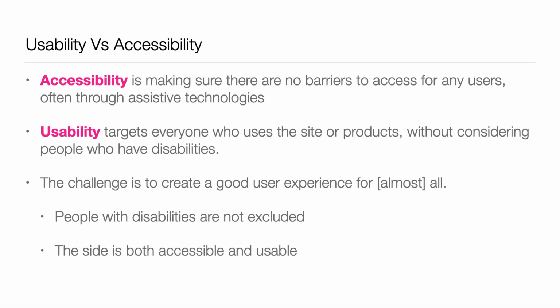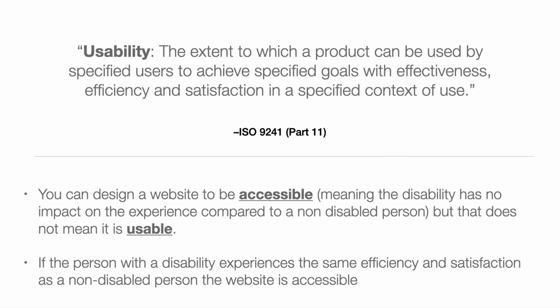These are different in many ways because accessibility is making sure there are no barriers to access for any users as much as possible, whereas usability targets everyone. So usability is this blanket term about can the majority of people use it. Accessibility is saying these people with the impairments, can they use it? And these two work together very, very closely, but there is clearly a difference between them. Now, usability: the extent to which a product can be used by specified users to achieve specified tasks and goals with effectiveness, efficiency, and satisfaction in a specified context of use.